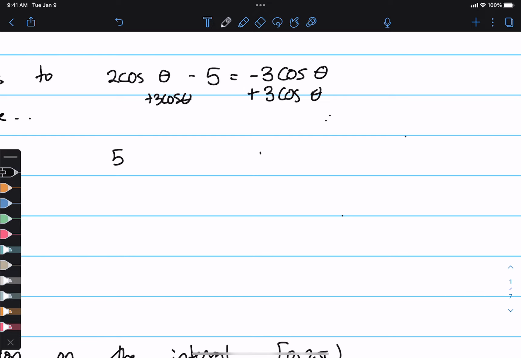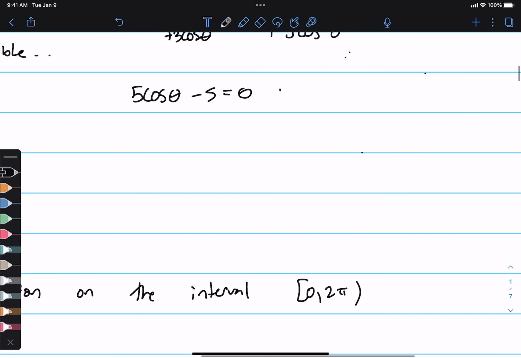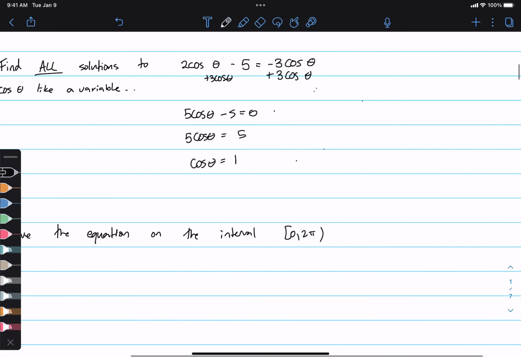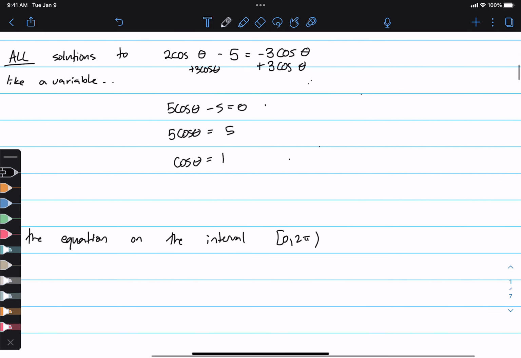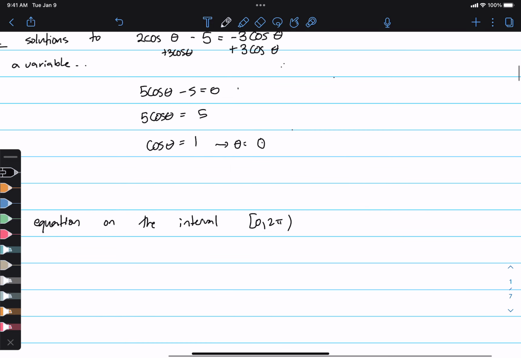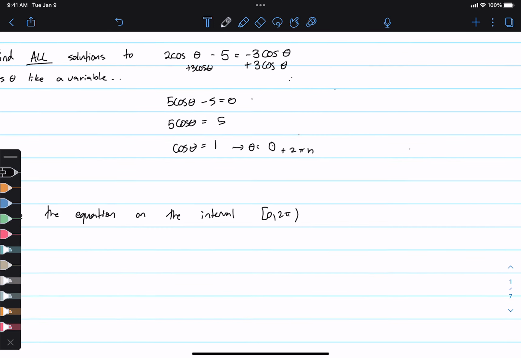And I'm going to get 5 cosine of theta minus 5 equals 0, which means that 5 cosine of theta is equal to 5, or cosine of theta is equal to 1. And look on your unit circle and try to find all values from 0 to 2 pi, but not including 2 pi, that line up with that. This corresponds to theta equals 0. And so it's going to be theta equals 0 plus 2 pi n. And these are going to be all our solutions.